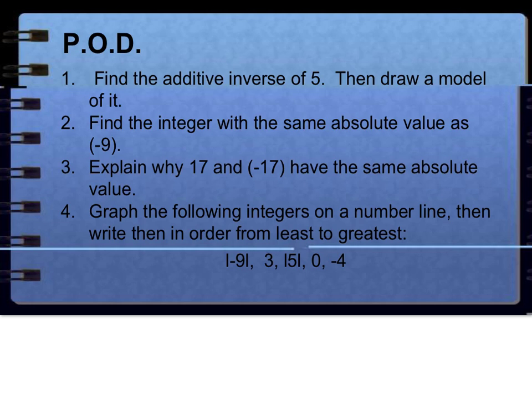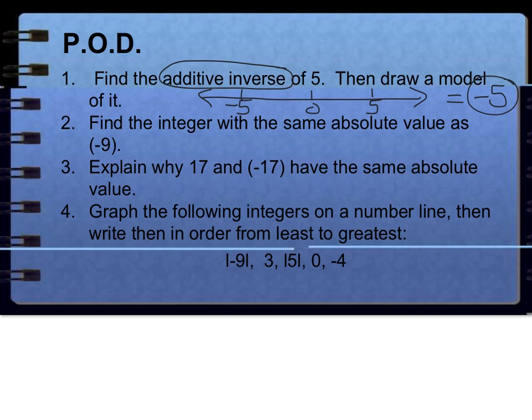All right, the additive inverse of 5. Additive inverse means the opposite. When we first learned this, we found that on a number line, the additive inverse was the same distance from 0, simply on the other side of the number line. That means the additive inverse of 5 is negative 5.